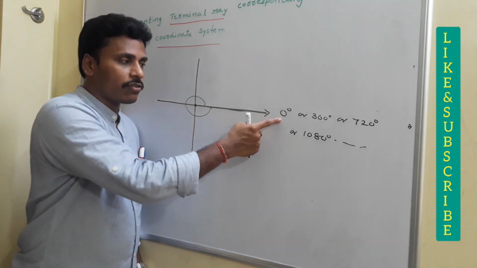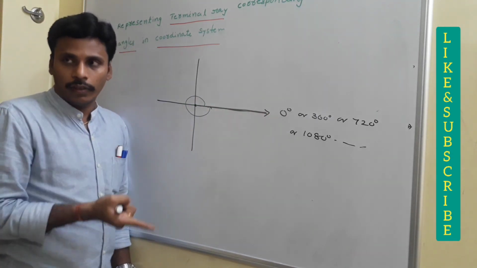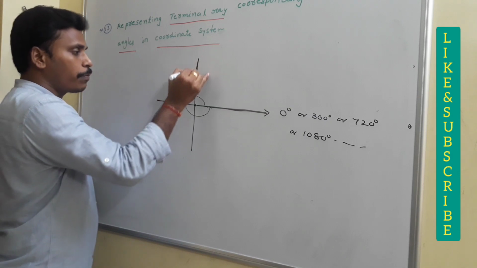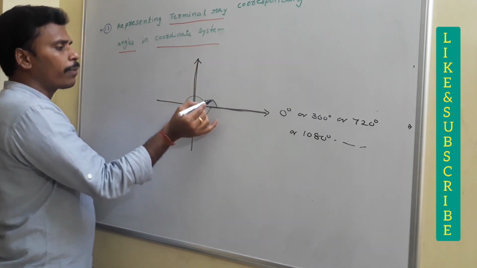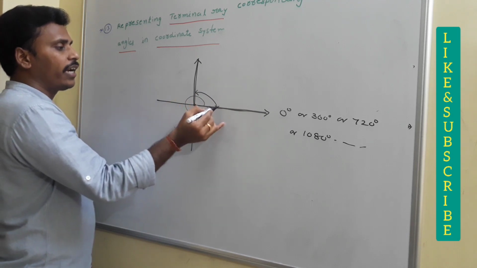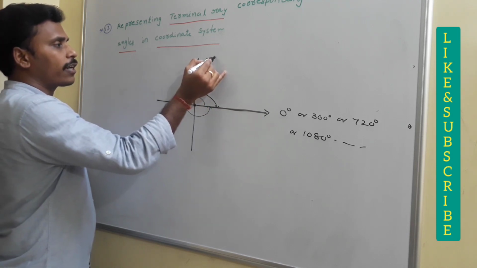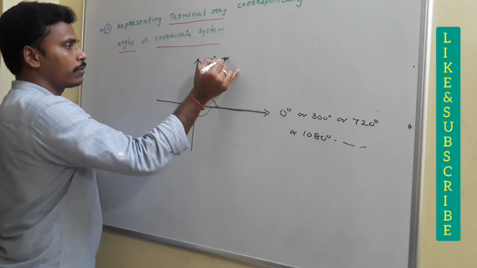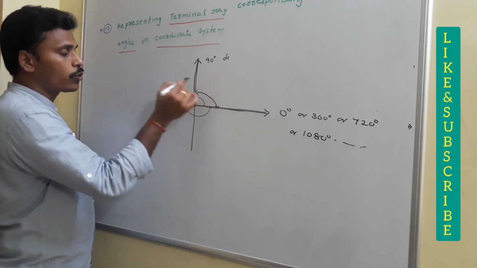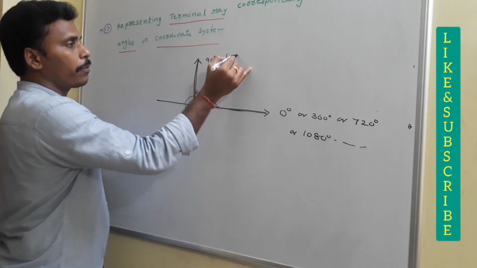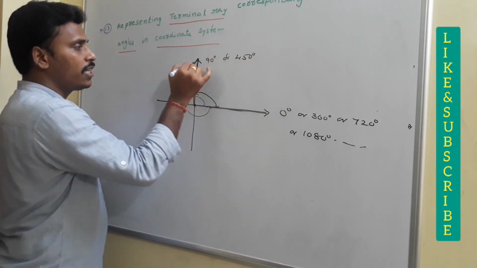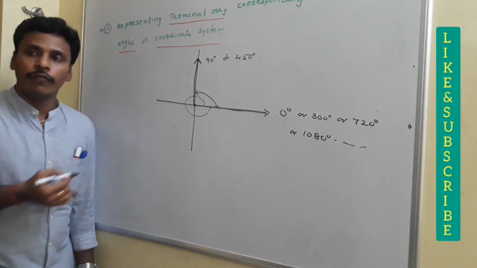If you identify the first angle, you need to add 360 for everything, right? Suppose this is the positive direction of the y-axis, and initially, without complete rotation, this angle is 90 degrees, so this terminal ray corresponds to an angle of 90 degrees. And suppose anybody completes one rotation and then moves an angle of 90, then it is 360 plus 90, so this is the terminal ray for an angle of 450 also.